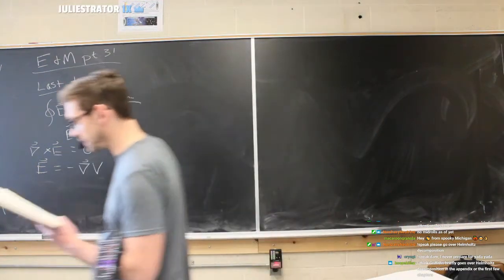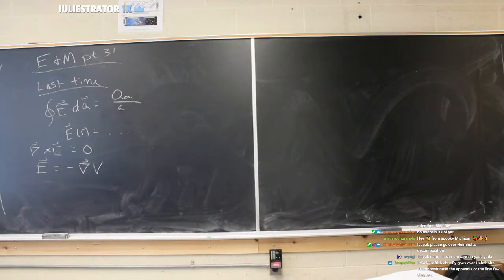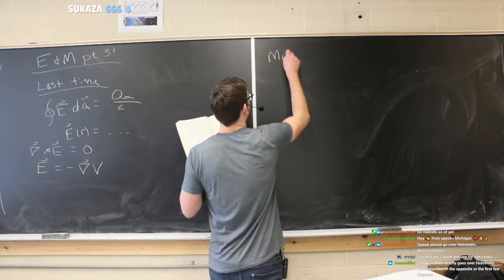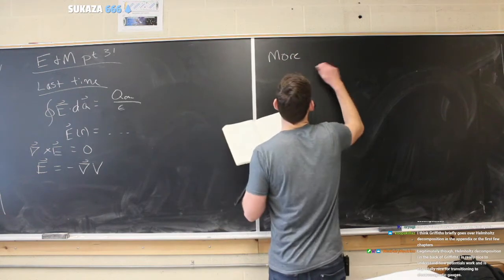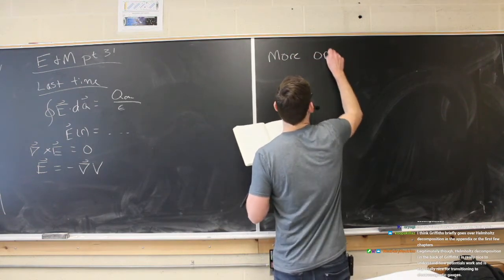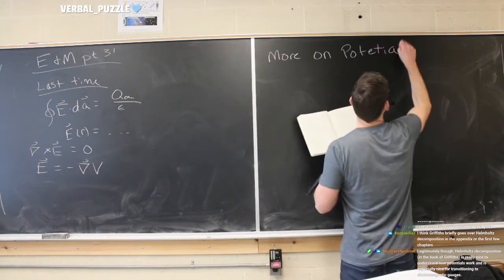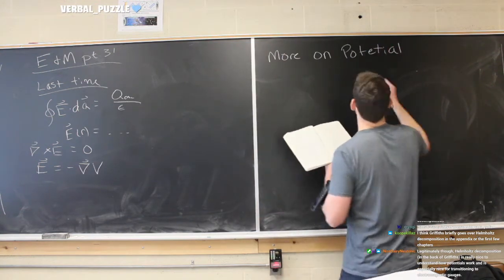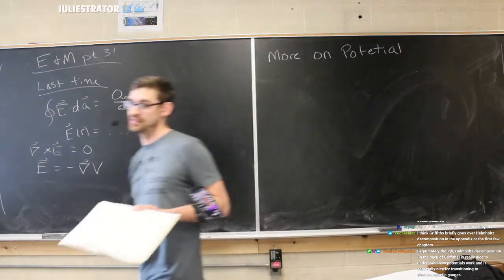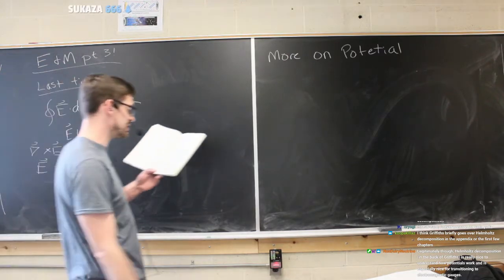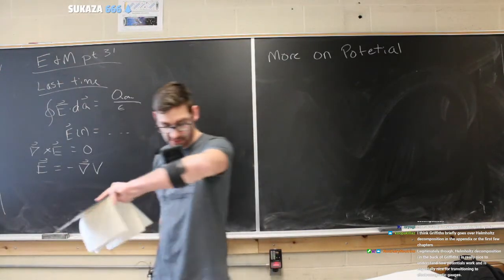Now, let's talk about potential. Okay? So now we're on to part 3. So let's do more on potential. Not more on potential. More on potential. You get it? Okay. Let's see here. Name a potential. Okay, so let's talk about the name for a second.